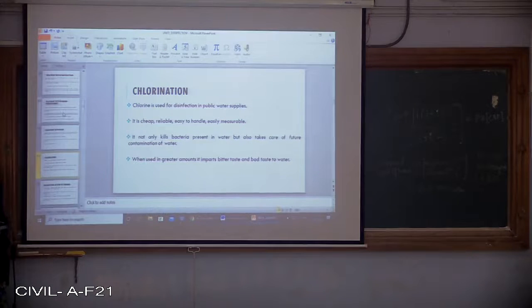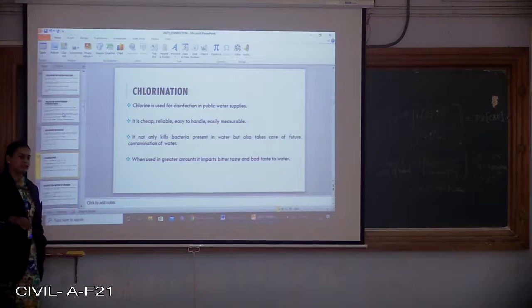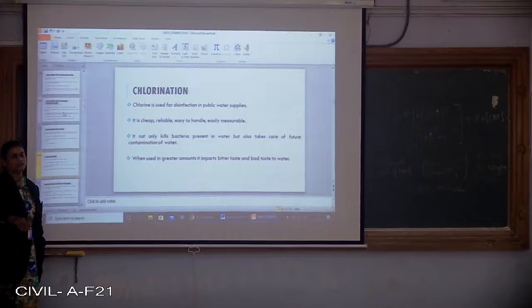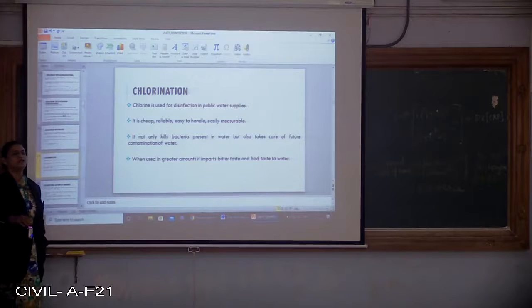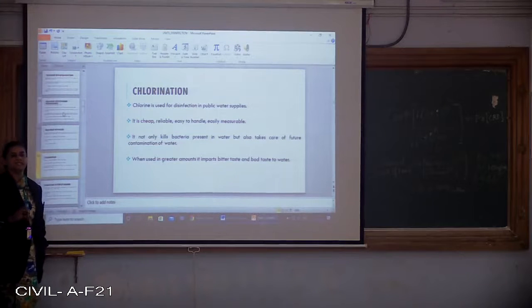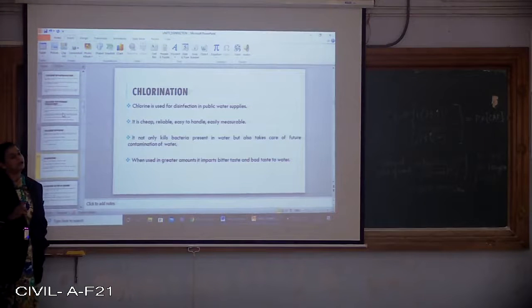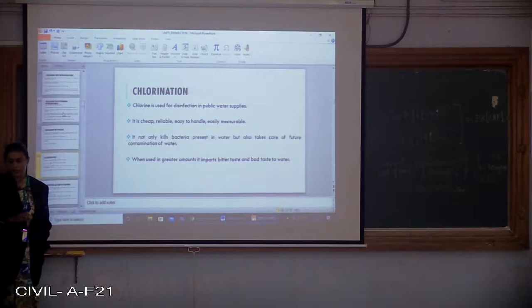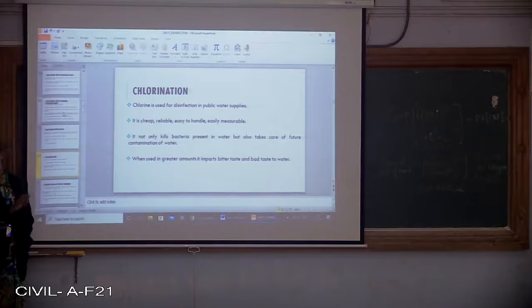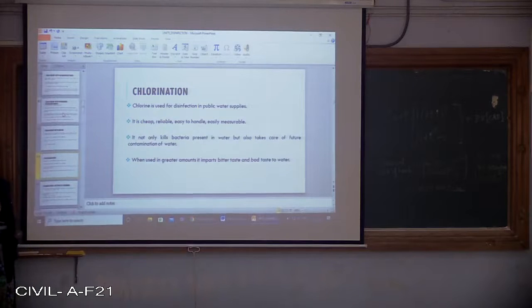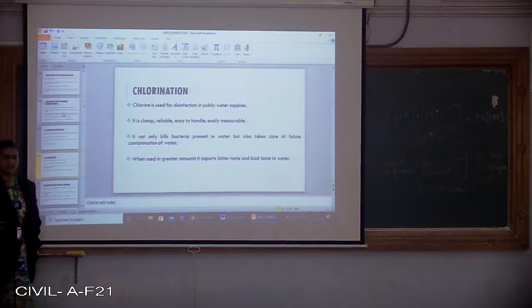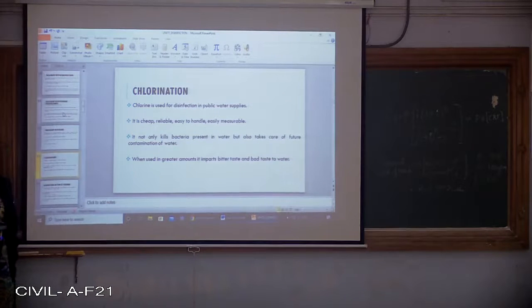Chlorination is, from many long years till today, whatever we see for public water, the one and only disinfectant that is added is chlorine. So chlorine is used for disinfection in public water supply. Normally we see this in our municipality or corporation water.